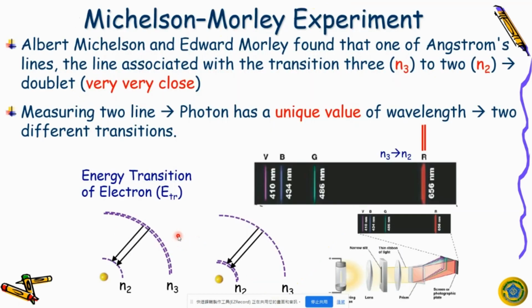So again, let's go back to the story of the Michelson-Morley experiment. We found out that the energy transition from N3 to N2 is a doublet. So that means these two lines are very, very close. Again, I just told you that there might be two energy states in the N3 orbital, or two energy states in the N2 orbital.